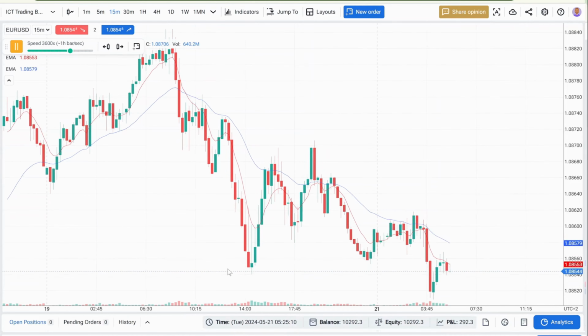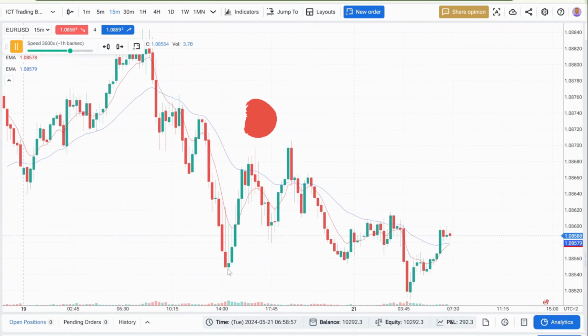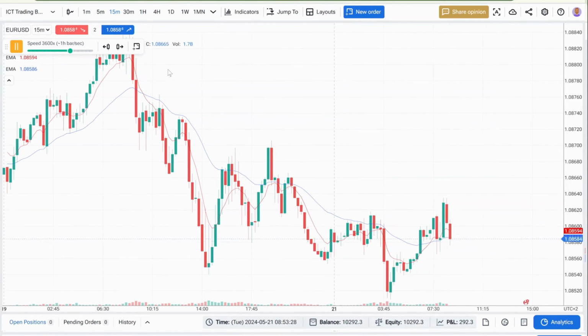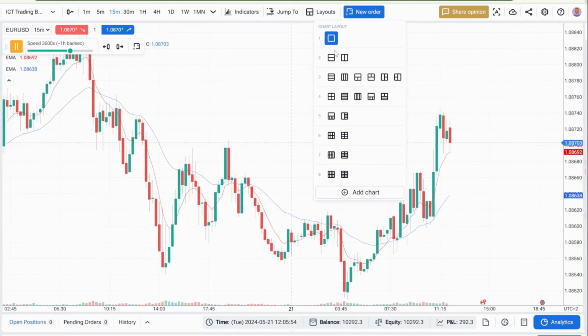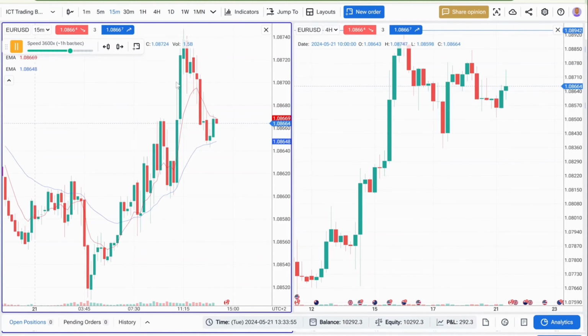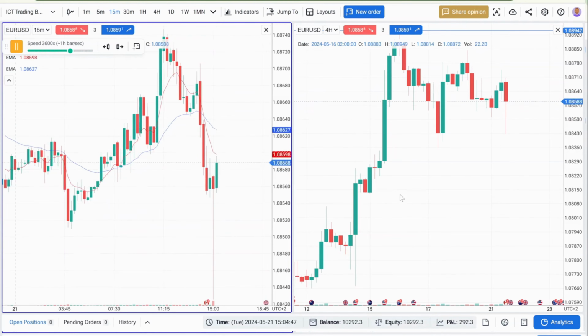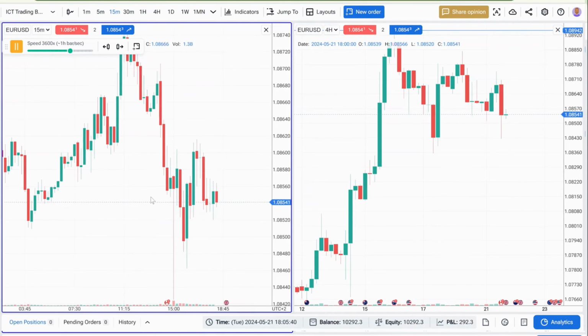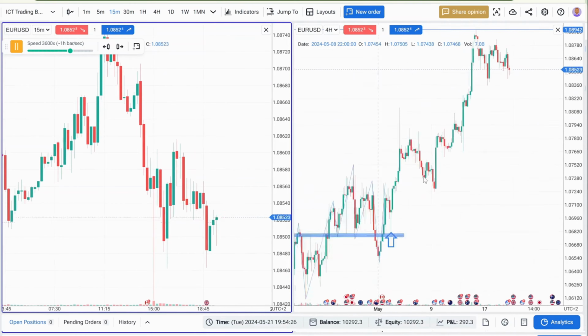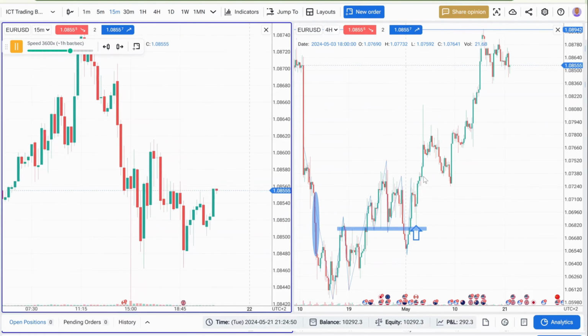When you're looking at an ICT setup, you're not just checking if some lines crossed. You're watching how price moves across different time frames, spotting institutional footprints, and putting together multiple pieces of the puzzle, from market structure to order flow, from where big players might be hunting liquidity to where they're likely accumulating positions.